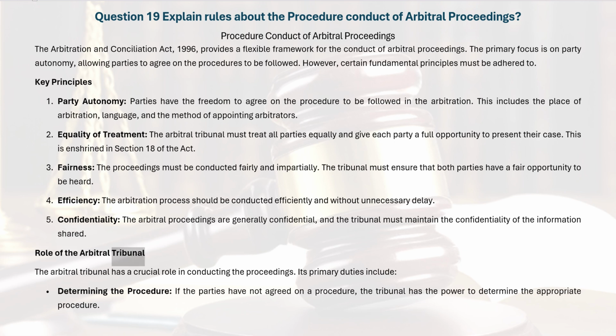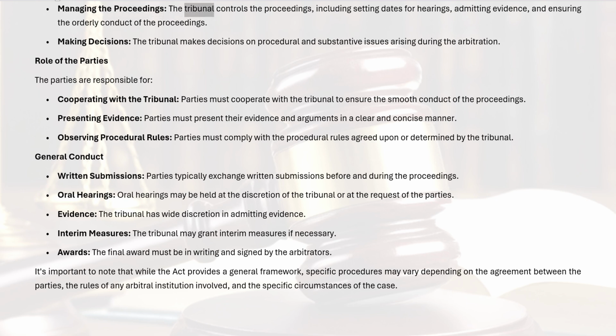Role of the Arbitral Tribunal. The Arbitral Tribunal has a crucial role in conducting the proceedings. Its primary duties include determining the procedure. If the parties have not agreed on a procedure, the tribunal has the power to determine the appropriate procedure. Managing the proceedings. The tribunal controls the proceedings, including setting dates for hearings, admitting evidence, and ensuring the orderly conduct of the proceedings. Making decisions. The tribunal makes decisions on procedural and substantive issues arising during the arbitration.